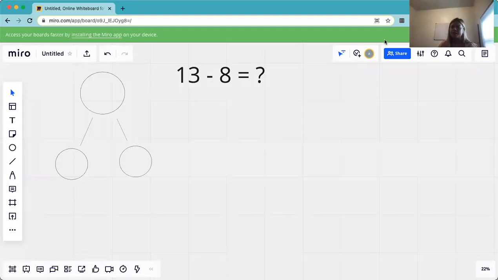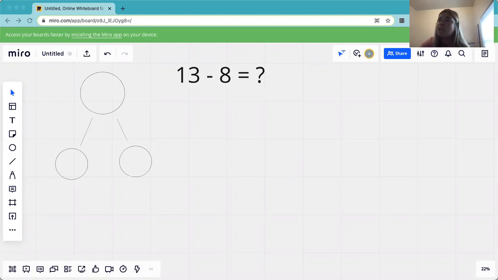Hey, first grade. So today we are going to be learning about how to use addition to subtract. We're going to talk about related facts, which remember, that's addition and subtraction facts that have the same numbers. So we're going to start out with this problem right here.